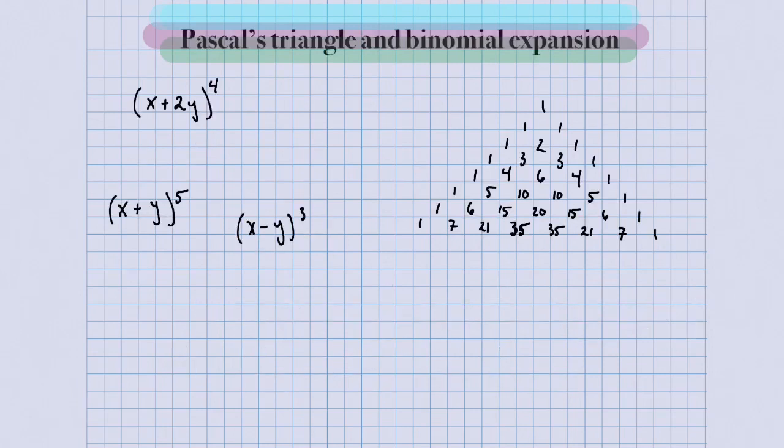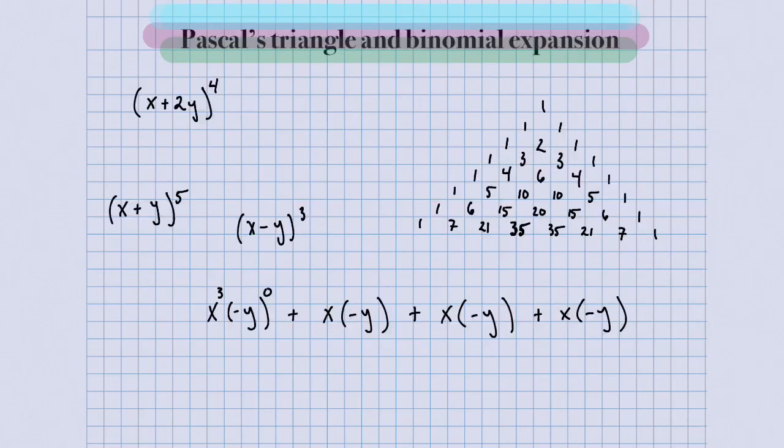Okay, let's go over one more, x minus y cubed. So we're going to have 3 plus 1 terms. That's going to be 4 terms. So we're going to say x times minus y plus x times minus y plus x times minus y. Okay, then we start off putting a cubed here, 0 power here, squared and 1, 1 and 2, 0 and 3.